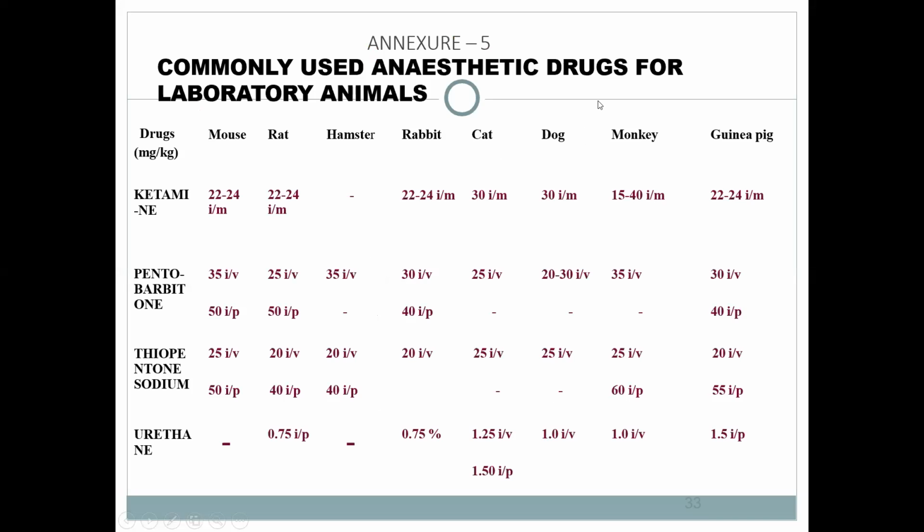And commonly used anesthetic agents may be ketamine, pentobarbital, thiopentone sodium or urethane, right? These are the different anesthetic agents which are used for different animals, right? These animals are mouse, rat, hamster, rabbit, cat, dog, monkey, or guinea pig. So the proper dose should be given to the animal, right? It should not be an overdose, right? Otherwise there is a chance the animal may die due to the excessive dose of the anesthetic agent used. So a proper dose must be required.